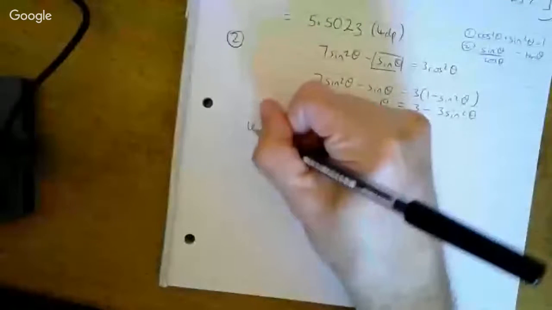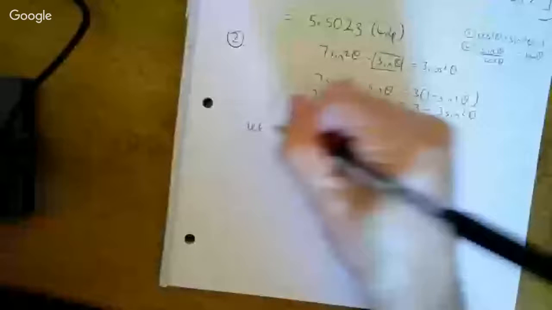What I'm going to do next is use a method that we've been using to make it a bit more familiar to us. I'm going to say let sine theta equal x. So we would then get 10x squared minus x minus 3. I know how to factorise that pretty quick. I'm going to use our method for factorising, which is doing 10 times minus 3, which is minus 30. So minus 6 and plus 5. So that would be 10x plus 5 and 10x minus 6 equals 0.